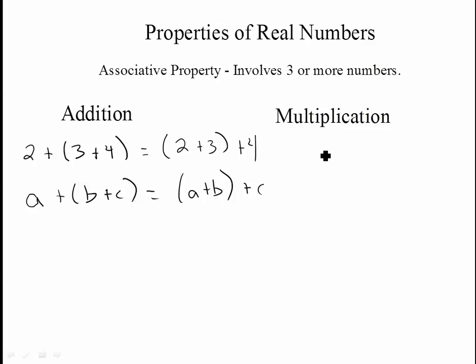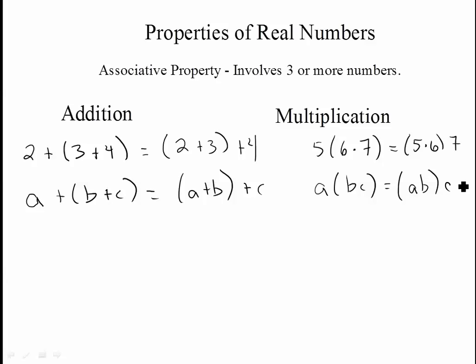Multiplication is going to be very similar. 5 times (6 times 7) is the same as (5 times 6) and then times 7. They're both 210. Or generally, some number A times the product of B and C is the same as the product of A and B, and that being multiplied by C. Or in other words, the way you group when you add or multiply three or more numbers will not affect the outcome.